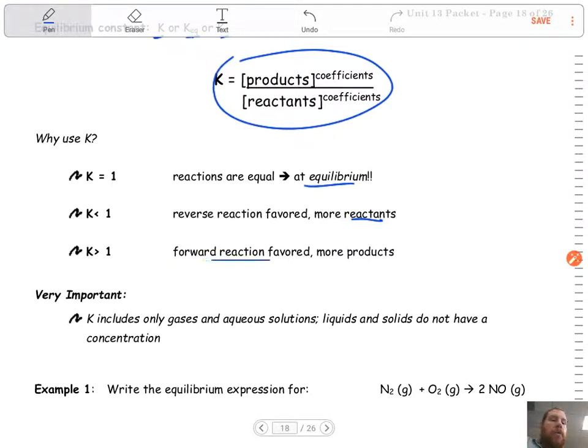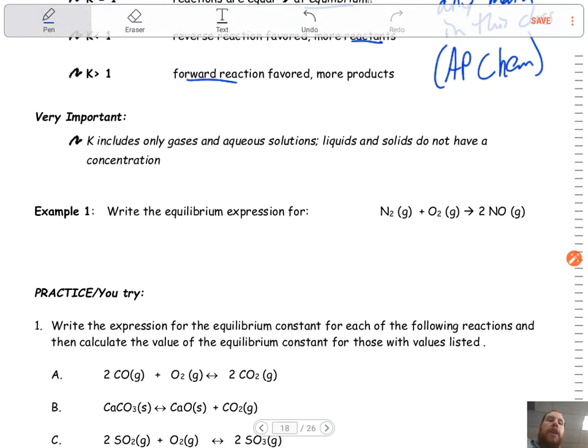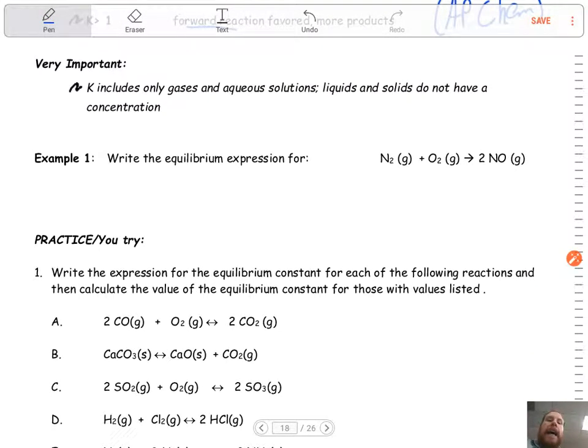And if it's greater than 1, the forward reaction is favored, meaning more product, so 5 over 1. Now, again, what I want to make sure you know is that you won't do any math with this in this class. Those of you thinking about AP, we'll get into this in much more detail when you get to AP. But for you guys, all I want you to know is how to write a K expression, just in case you see it on the Regents. And they're actually very simple. It might be confusing at first, but I promise you it's going to be super easy.